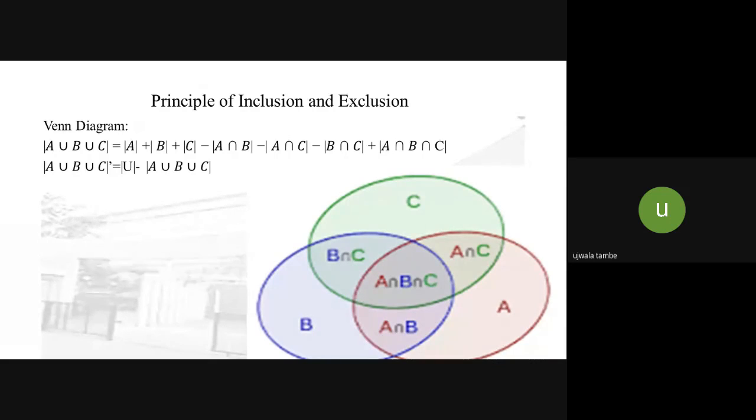So for finding the value of C only, suppose the value of C is 100, as per the example, then we have to find the elements which are present in only C. First we have to subtract the value of A intersection B intersection C from the value of C. Again we have to subtract A intersection C and B intersection C. Then we get the value of C only. Is it clear?